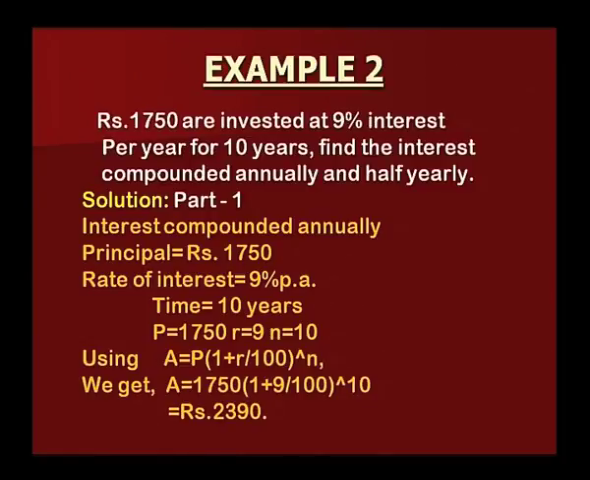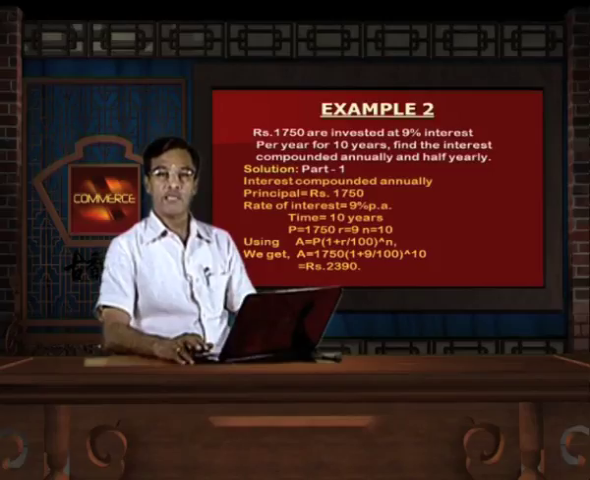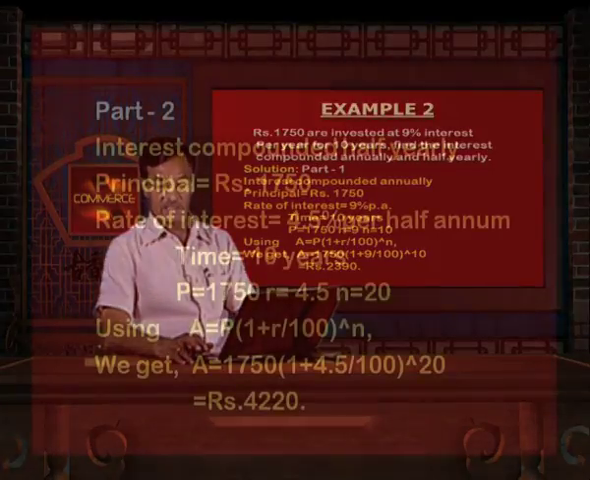Using the formula A is equal to P(1 + R/100)^n, we get A is equal to 1750 multiplied by (1 + 9/100)^10, that is equal to 2390. Here we have calculated the compound interest for 10 number of periods using the basic formula of compound interest.